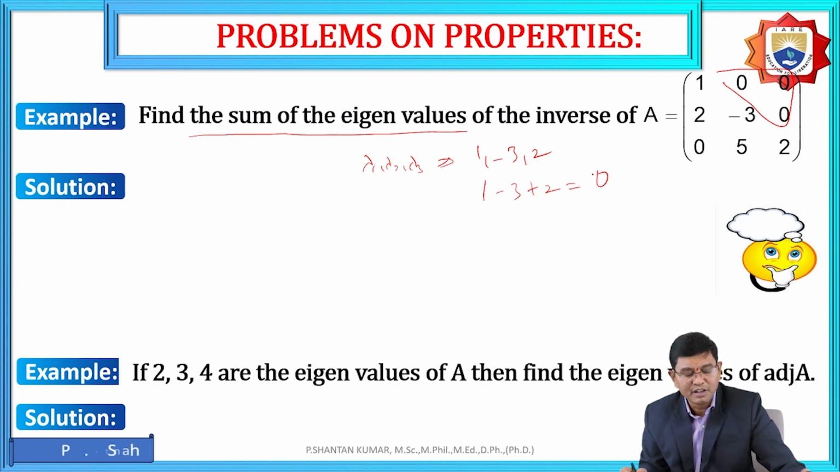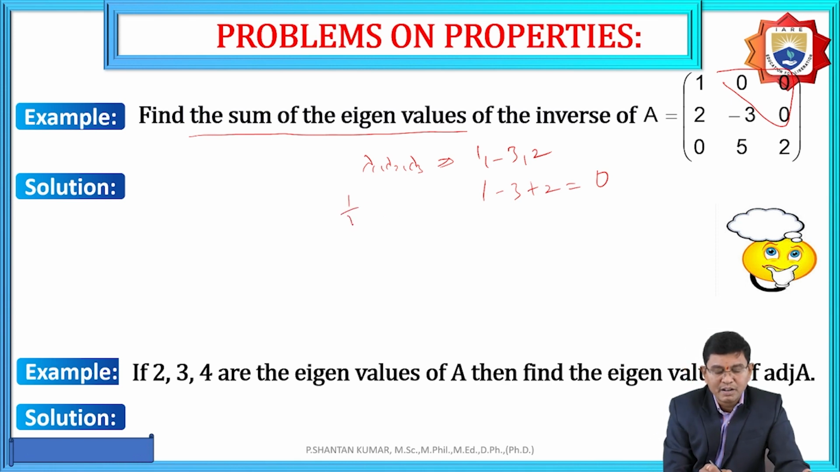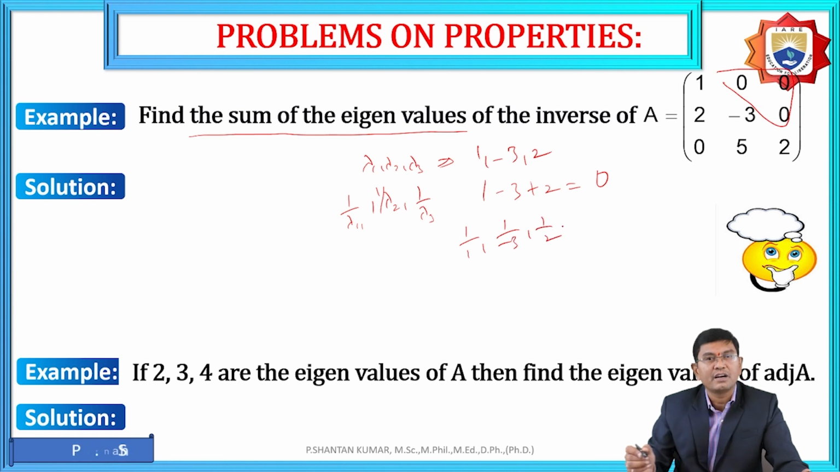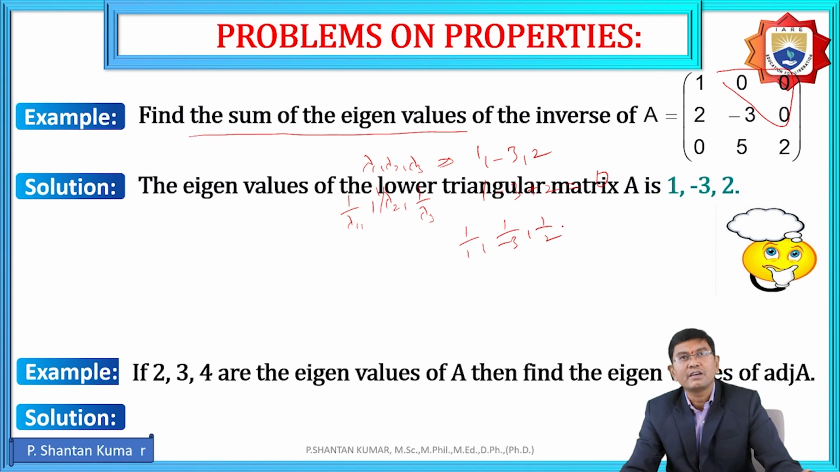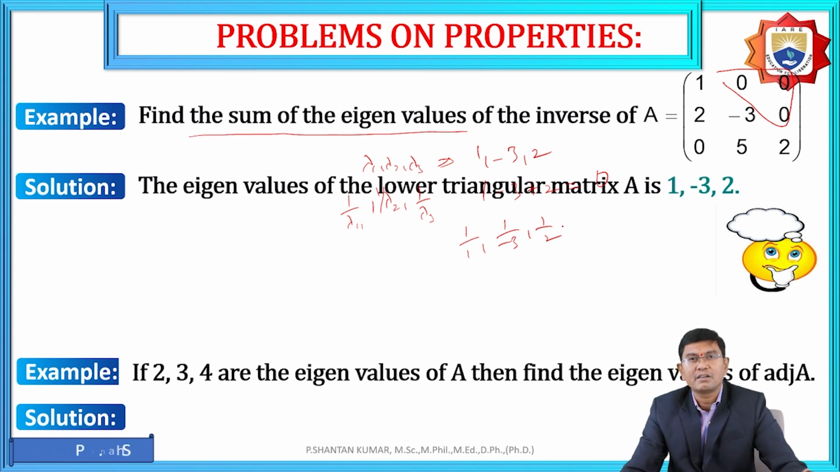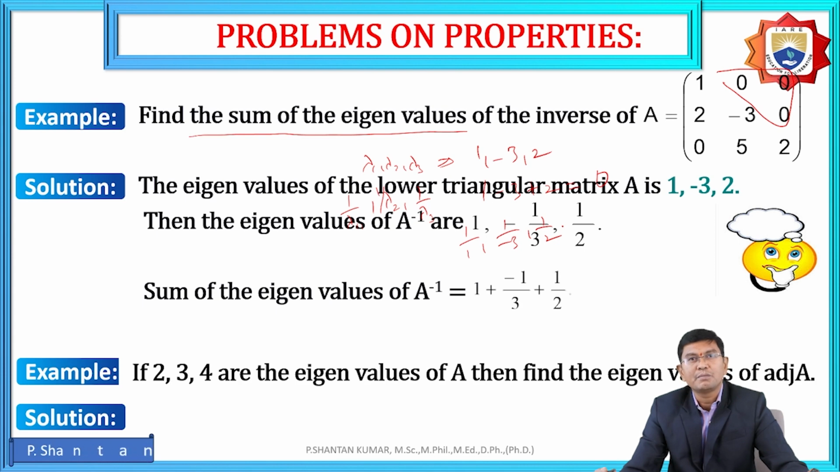And again the inverse. The inverse eigenvalues are, by the property, 1 by lambda 1, 1 by lambda 2, 1 by lambda 3. Here clearly 1 by 1, 1 by minus 3, 1 by 2 are the eigenvalues. The eigenvalues of a lower triangular matrix are 1, minus 3, 2. Therefore the eigenvalues of A inverse are 1 by lambda 1, 1 by lambda 2, 1 by lambda 3 by the property.